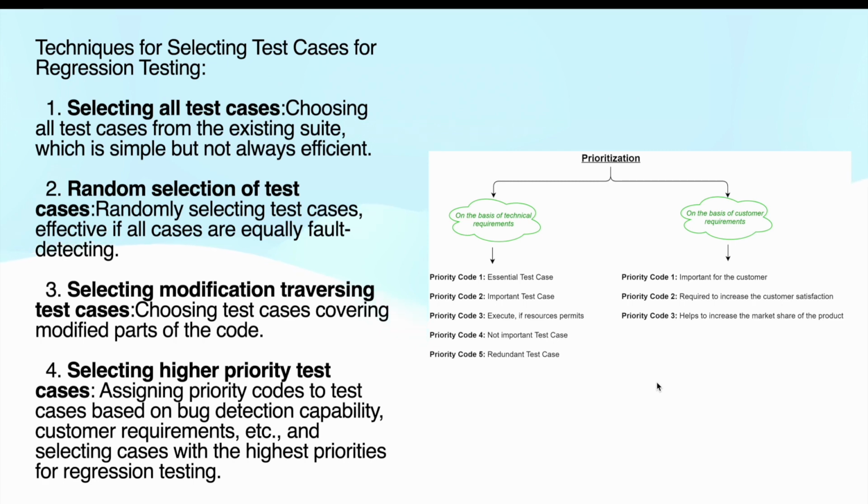Random selection of test cases. Test cases are randomly selected from the existing test suite. However, this method is effective only if all test cases are equally capable of detecting faults, which is very rare.